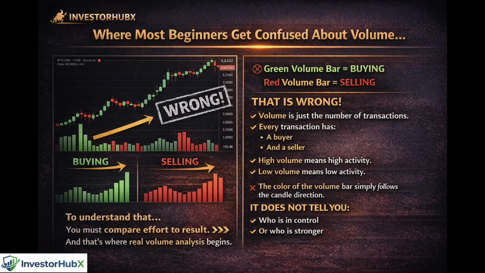Now here's where most beginners get confused. Green volume bar means buying. Red volume bar means selling. That is wrong. Volume is just the number of transactions. Every transaction has a buyer and a seller. High volume means high activity.